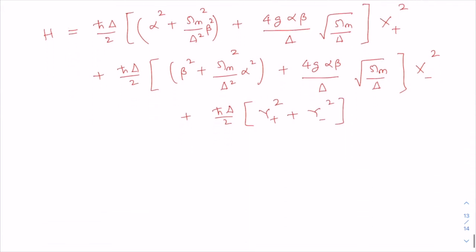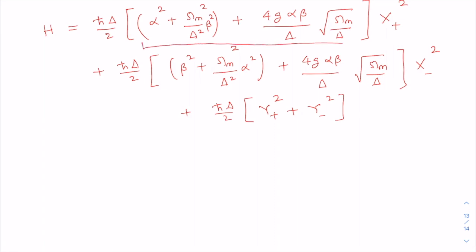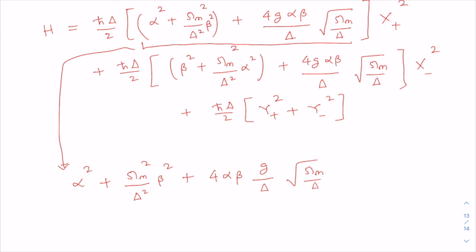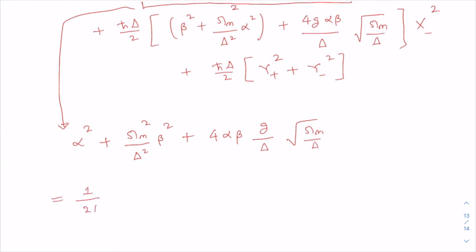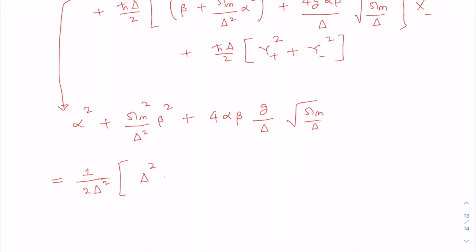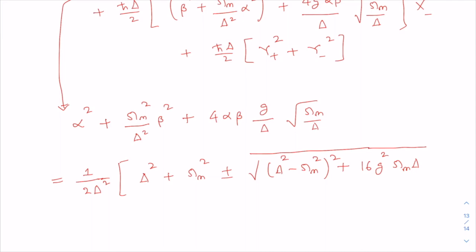Now what I can do is simplify this expression further because I know the value of alpha beta, alpha square and beta square. So let me simplify this. This one, let me write it as alpha square plus omega m square by delta square beta square plus 4 alpha beta z divided by delta square root of omega m by delta. And if I put the value of alpha beta, then I have 1 by delta square. These are algebra and you can do it and verify whether I am doing it correctly. You will have delta square plus omega m square plus minus square root of delta square minus omega m square whole square plus 16z square omega m delta. So this is what we'll get.